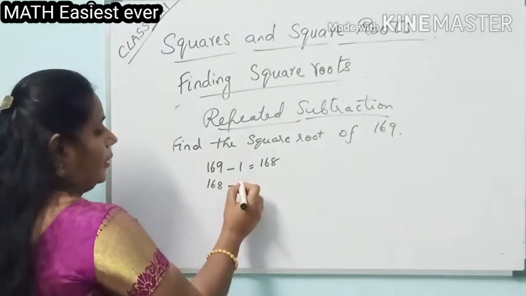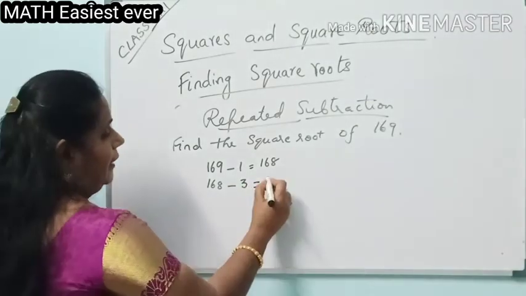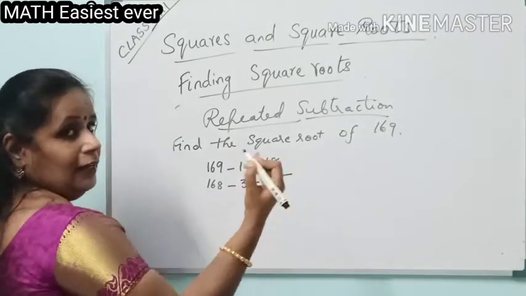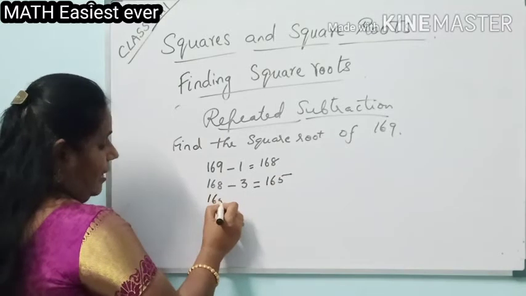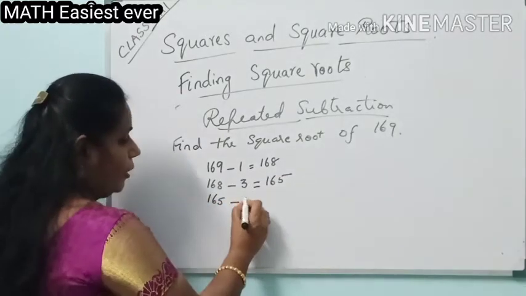Which is the next odd number? 3. So 168 minus 3, I'll get 165. Now I'll take 165 and subtract the next odd number. Which is the next odd number? 5.